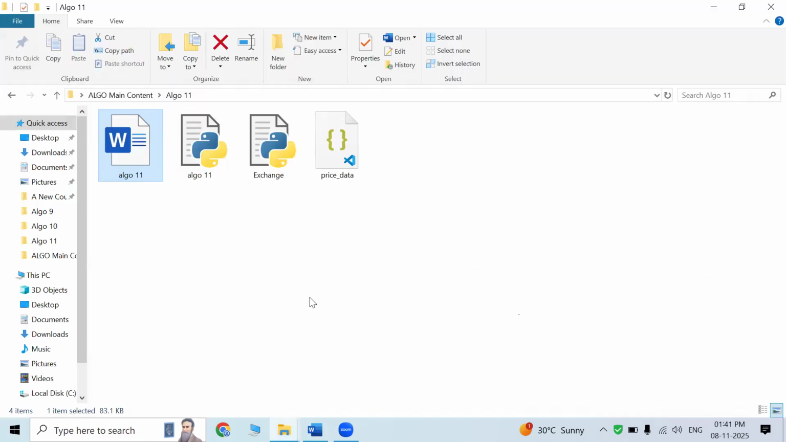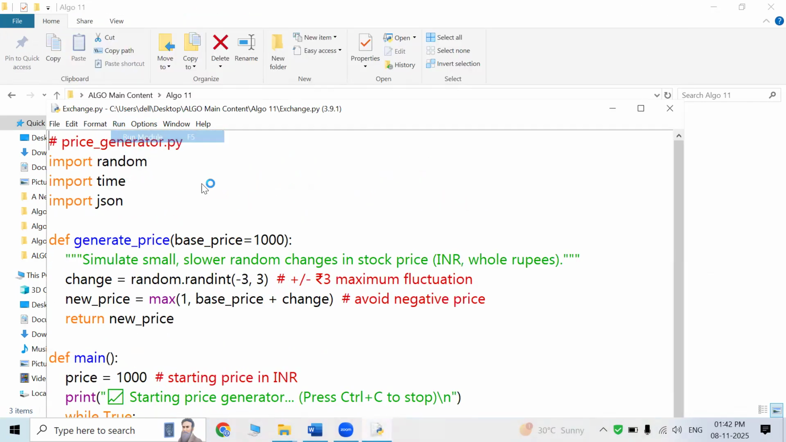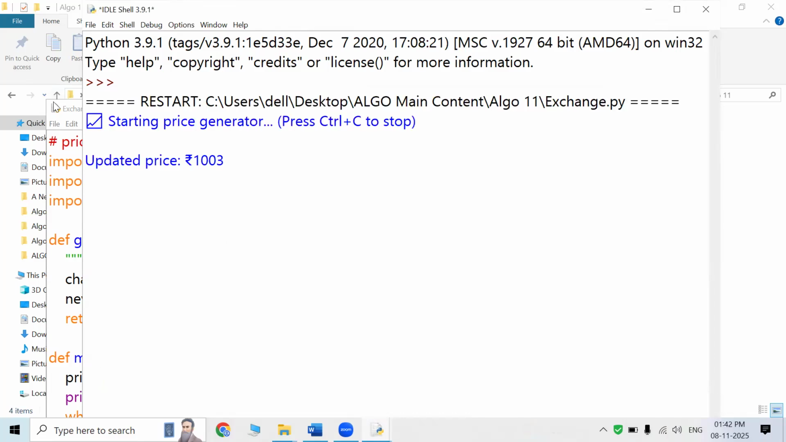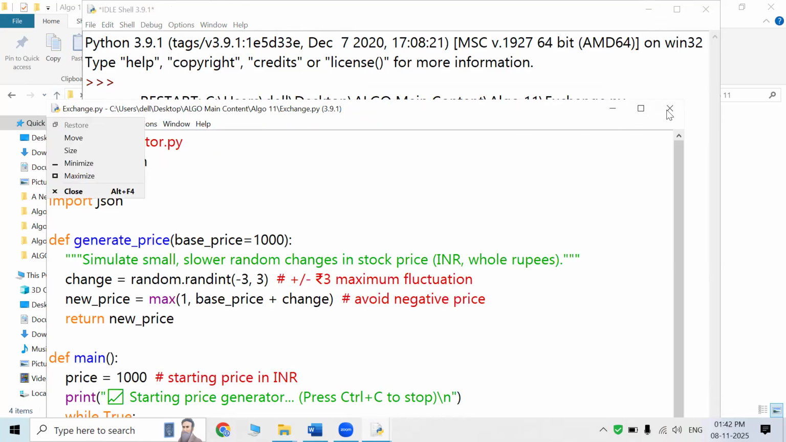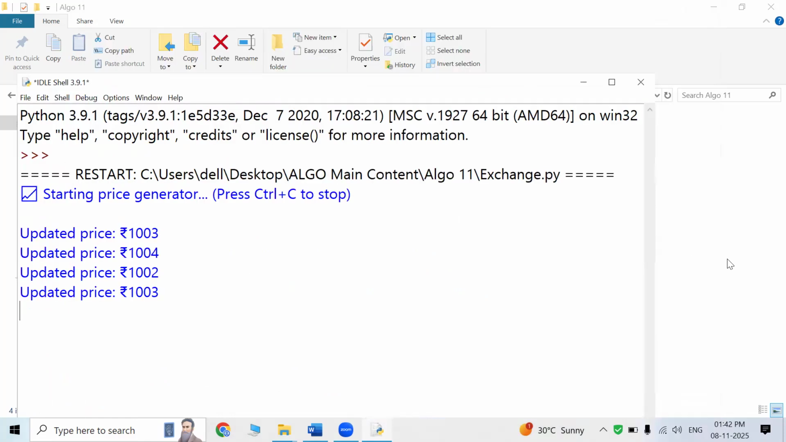So this is my algo number 11. I'm continuously generating different algos to understand the market and how they can work with the market. This is my exchange file, which continuously generates the price, just keeps on changing. We have no control over it. It randomly generates the price and we have no control over this value. That's the beauty of the algo. The algo is going to work with this environment.